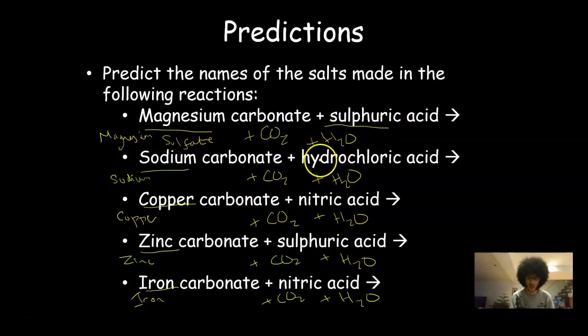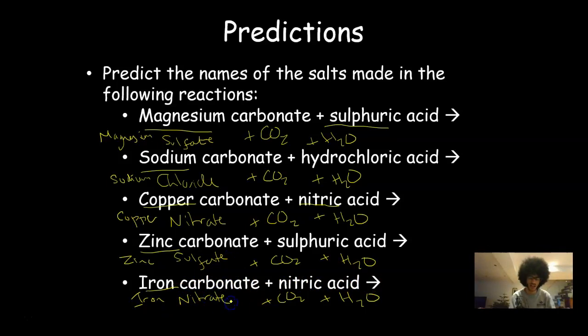Here I've got sodium carbonate and hydrochloric acid. That makes a chloride, so it's sodium chloride, which is common salt. Here I've got copper carbonate and nitric acid. I haven't mentioned this before, but if you have nitric acid, you make a nitrate. So this will be copper nitrate, plus the other two things we always make. Here we've got zinc carbonate plus sulfuric acid, so that would be zinc sulfate. Again, I'm using an F because I should. And then finally, iron carbonate plus nitric acid makes iron nitrate.